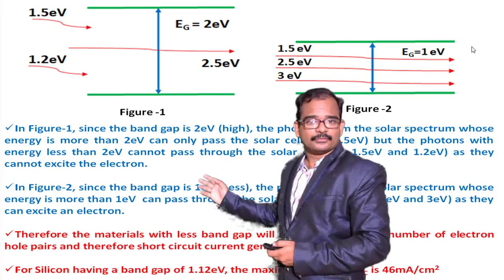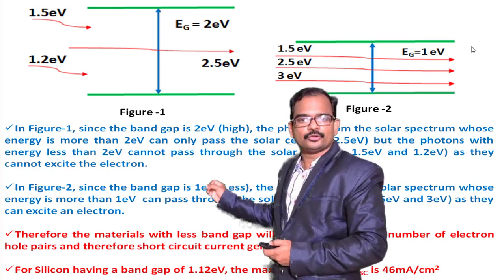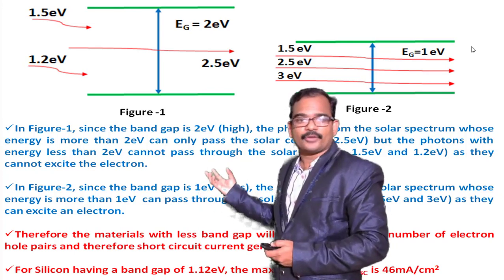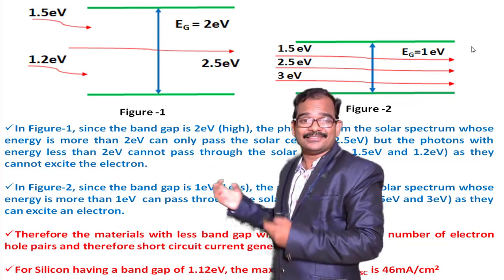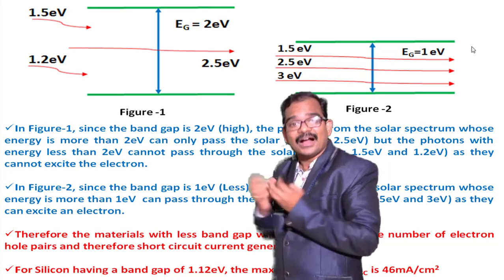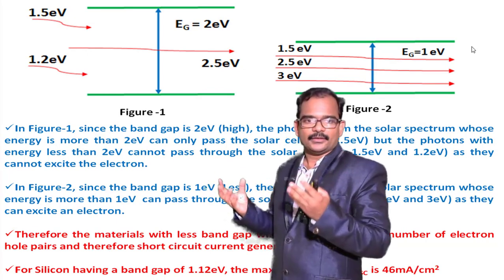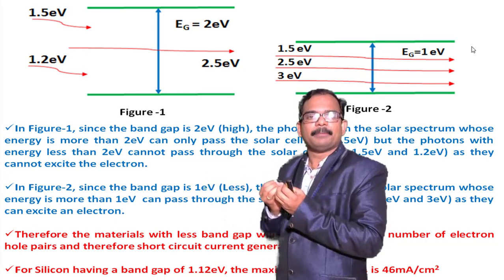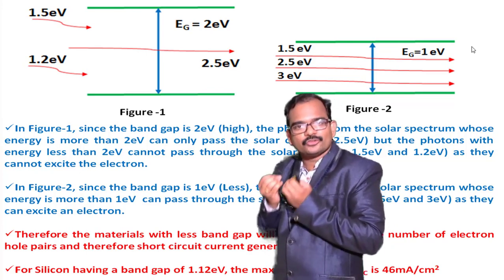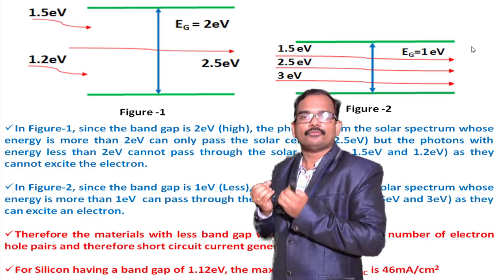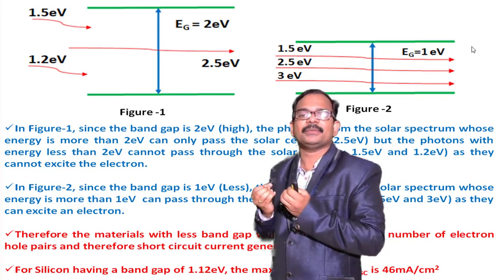Therefore, the materials with less band gap will contribute to more electron hole pairs. Therefore, the short circuit current generated will be very, very high. Right? So, for silicon, which has a band gap of 1.12 electron volts, the maximum possible short circuit current is 46 milliampere per centimeter square.